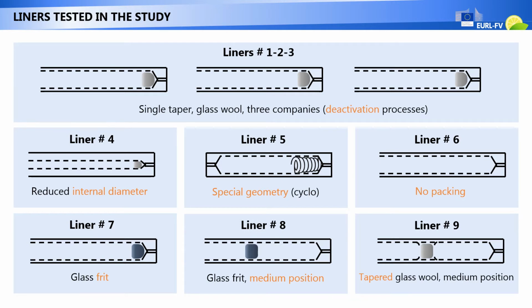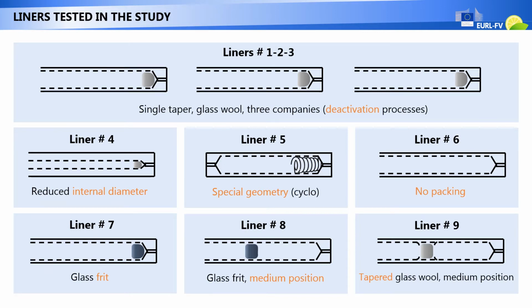Liner number 4 had the same geometry, but its internal diameter was 2 mm instead of 4. Liner number 5 had a special geometry consisting of a double taper and a spiral in the lower half. This geometry was developed by the manufacturing company, and it was supposed to enhance the sample evaporation. Liner number 6 was similar to the 1, 2, and 3, but in this case without the glass wool. In liner number 7, the glass wool was replaced by glass frit, so the packing was slightly different. Lastly, in liners number 8 and 9, there was a glass frit or glass wool in an intermediate position instead of the bottom.